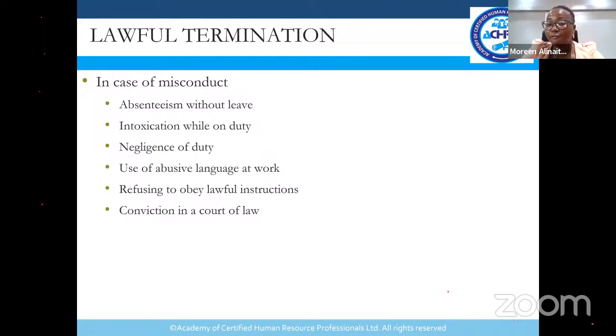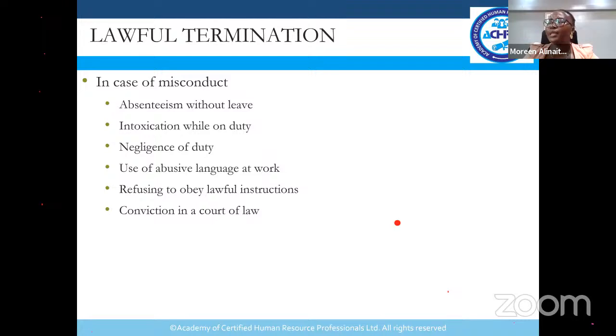Absenteeism without leave. Somebody decides to disappear for a week. They didn't tell anybody. They did not communicate. They didn't send an email. They were not in a coma. They were not involved in an accident where nobody knew. They just decided not to come. And then after 1 month, they show up.